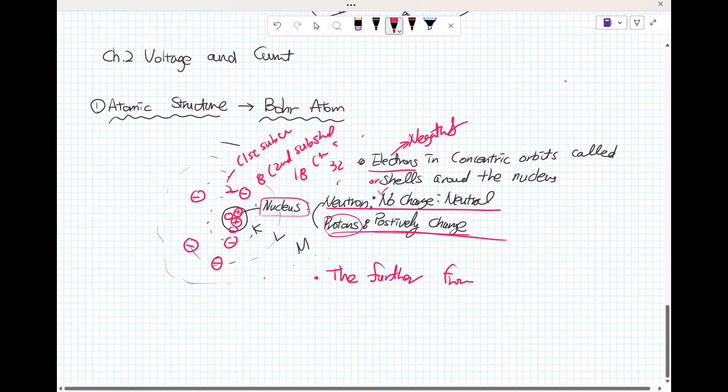Okay, so that was the nucleus. Then from the concentric orbits K, L, M, from the center to far away, the orbital energy is increasing. Okay, write this one down: the farther the orbit, the higher the energy.